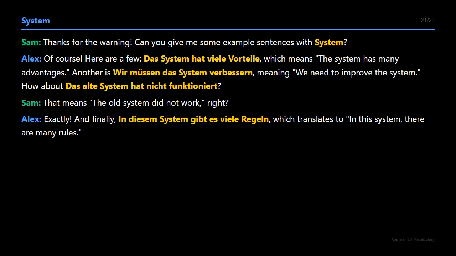Thanks for the warning. Can you give me some example sentences with System? Of course. Here are a few. Das System hat viele Vorteile, which means the system has many advantages. Another is, Wir müssen das System verbessern, meaning we need to improve the system. How about, Das alte System hat nicht funktioniert? That means the old system did not work, right? Exactly. And finally, In diesem System gibt es viele Regeln, which translates to in this system, there are many rules.